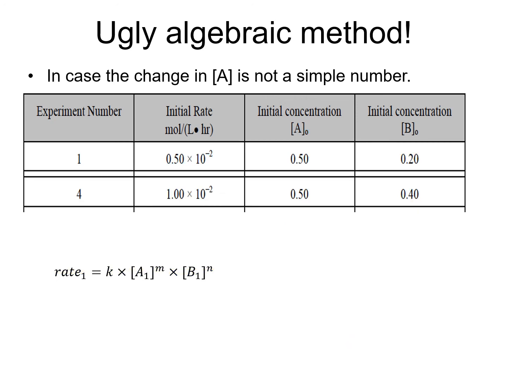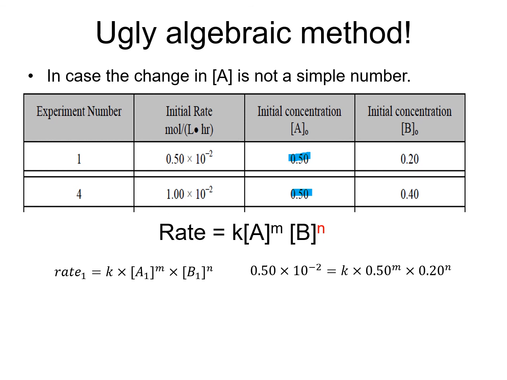Now let's see a different set of experiments, 1 and 4. Why do I pick 1 and 4? Because in 1 and 4 the concentration of A is the same. So this time the only thing that's changing is the concentration of B. Whatever is happening to the initial rate, and I can tell that the initial rate is doubling, I'm pretty sure is happening because of B. So I follow the same procedure. I write the rate law for experiment number 1, I plug in the numbers, and then I rewrite the rate law for experiment number 4.